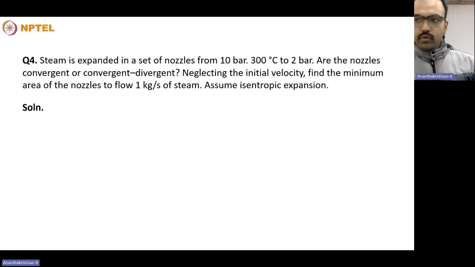Okay, it's a numerical problem. Steam is expanded in a set of nozzles from 10 bar, 300 degrees Celsius to 2 bar. Are the nozzles convergent or convergent divergent? Neglecting the initial velocity, find the minimum area of the nozzles to flow 1 kg of steam. Assume isentropic expansion.